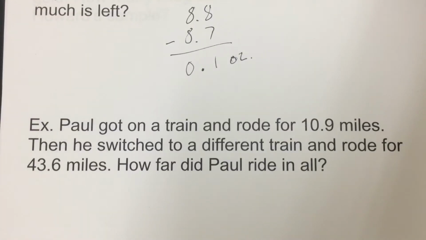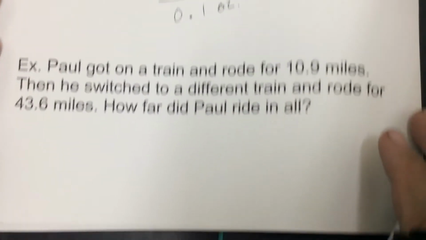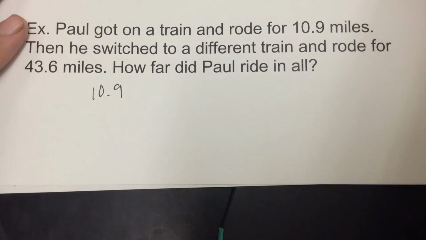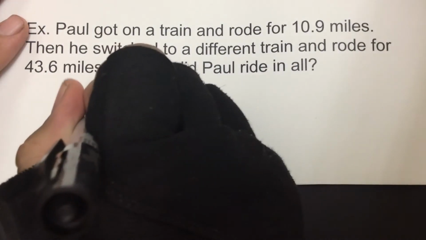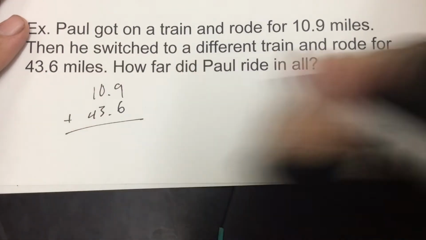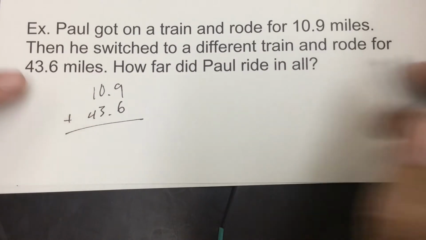So Paul got on a train and rode 10.9 miles. Then he switched to a different train and rode for 43.6 miles. How far did Paul ride in all? In all is kind of those clue words for sum it all up. So we're going to add these. So if we start off, we're going to have 10.9 miles, and we're adding to it 43.6 miles. So got my decimals lined up.